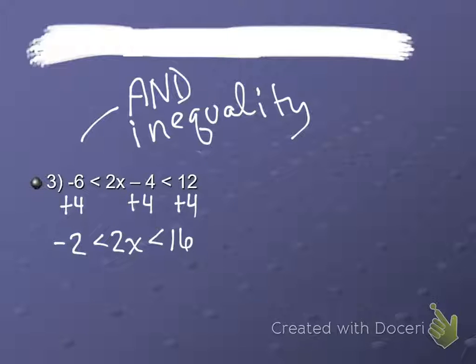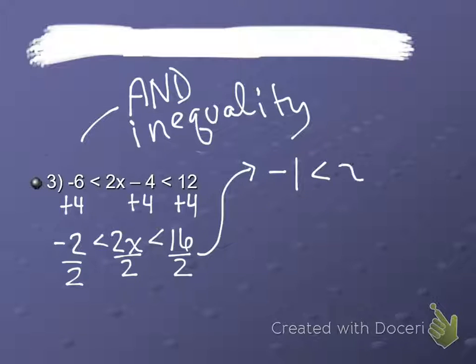Finally, on this one, whatever we do in the middle, which in this case we divide by 2, we're getting x alone in the middle. We again have to do it on the outsides. So that means, I'll come up here, we are left with -1 is less than x is less than 8. Okay, in order to graph this one, I am going to go by an increment of 2's.